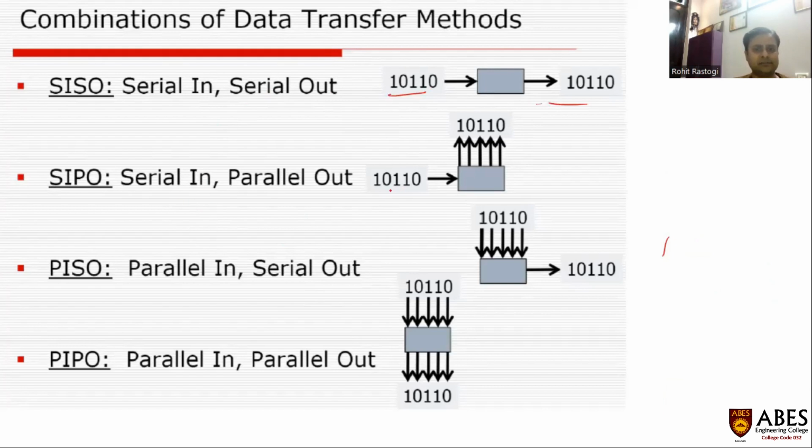Serial input, parallel output: here you are getting serial input, and one by one, all the outputs will be transferred in serial input, serial output. In serial input, parallel output, you are giving input here, and all outputs are obtained in parallel in one go. So it is SIPO. And PISO, parallel input, serial output. And in PIPO, parallel input, parallel output.